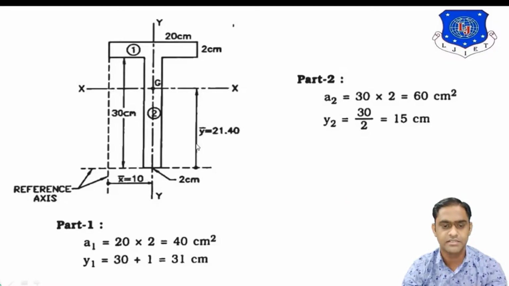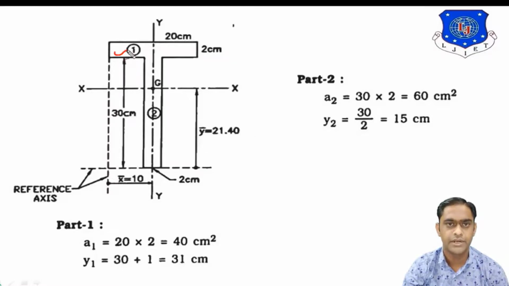So yes, this is the same figure in which we have to calculate y bar only. So first of all, what I have done, I have numbered the part 1 and part 2 to two separate rectangles. Okay, dimensions are given to you, 20 centimeter, 2 centimeter, here it is 30 centimeter and this bottom is also 2 centimeter. Now you have to calculate y bar. Okay, so for the y bar you must draw x-axis. So from the bottom of the figure, let us draw x-axis like this. This is the x-axis.